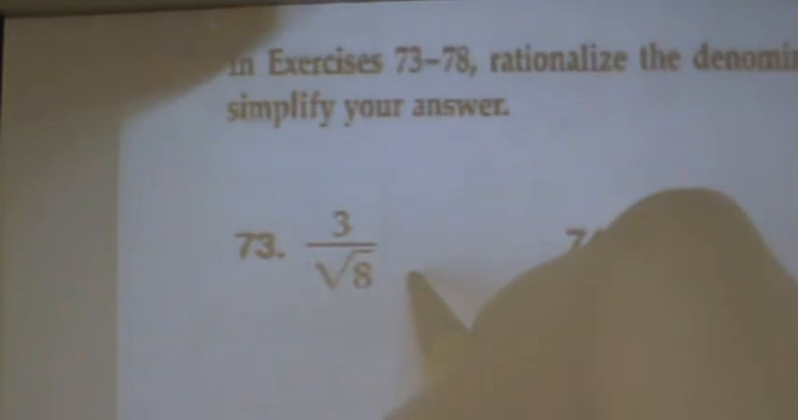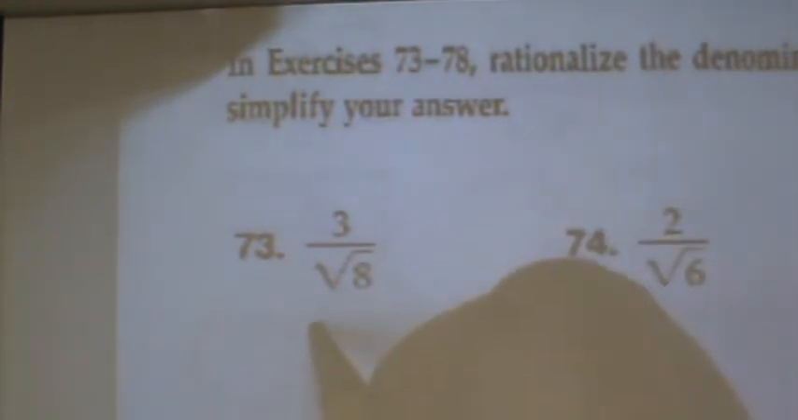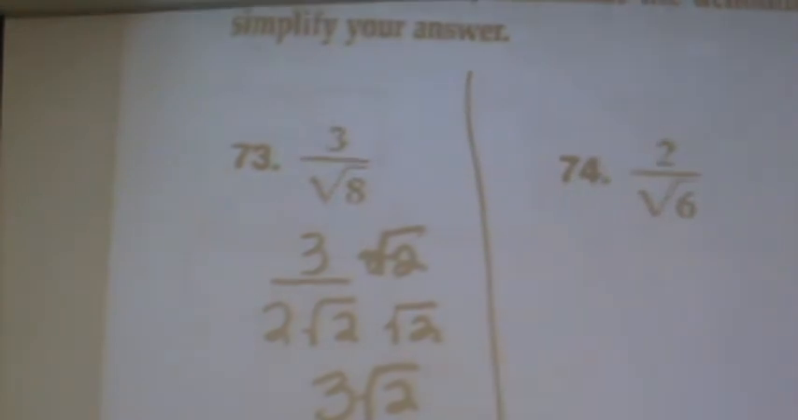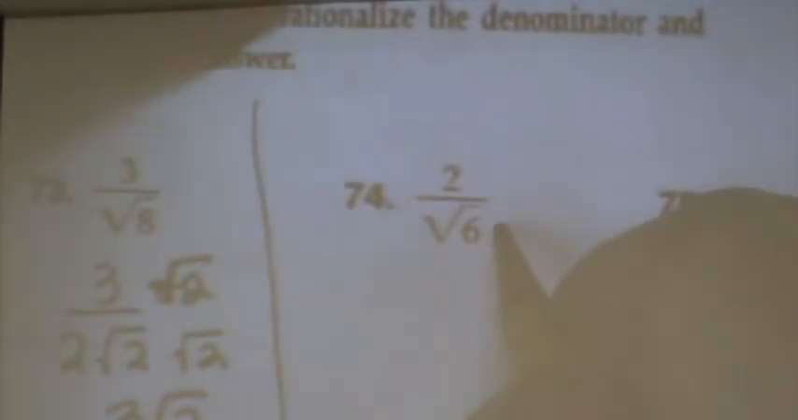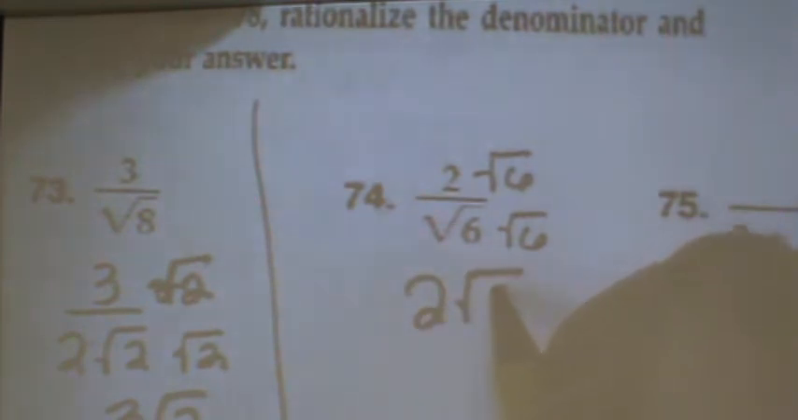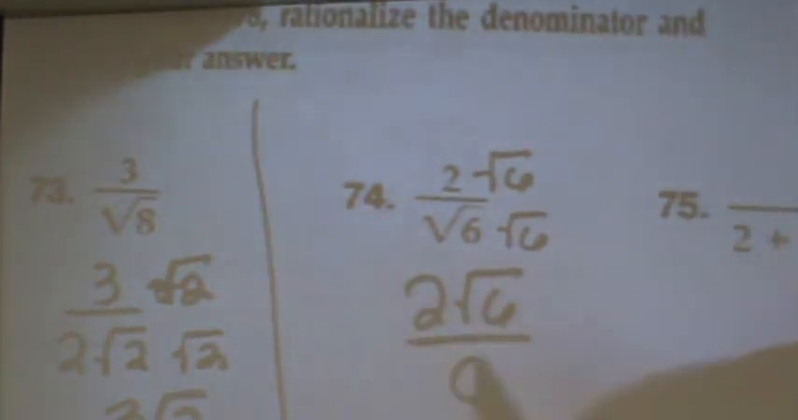73. You're going to rationalize the denominator. This problem is really 3 over 2 root 2, because 8 is 2 root 2, so you're going to multiply top and the bottom by square root of 2, so it's 3 root 2 over 4. Number 74, multiply by root 6, so it's 2 root 6 over 6, and these two, the 2's can cancel, so you have root 6 over 3.